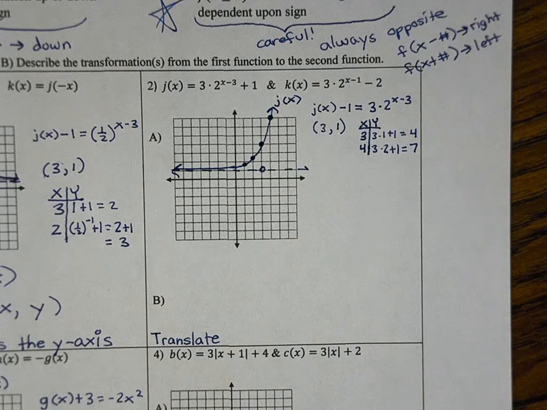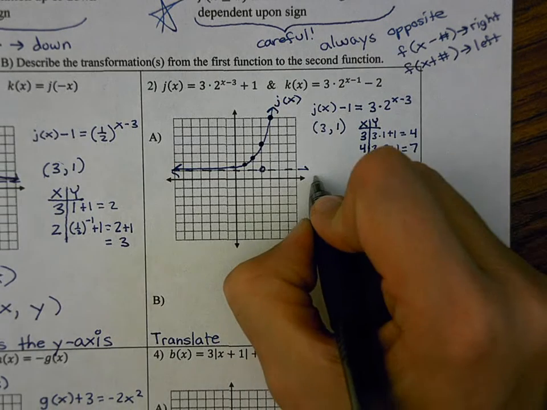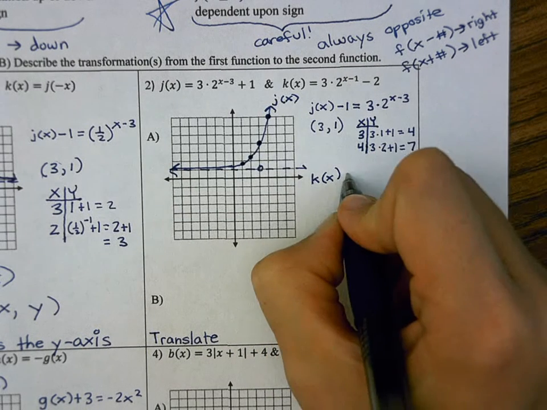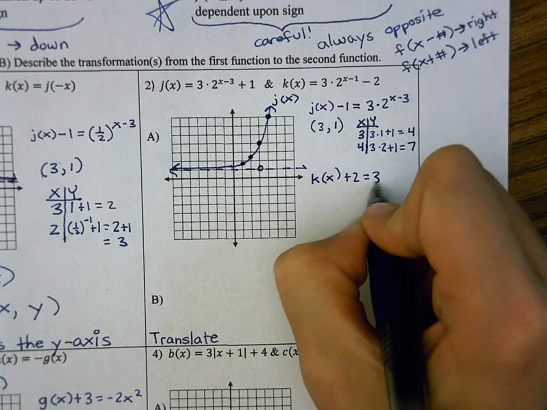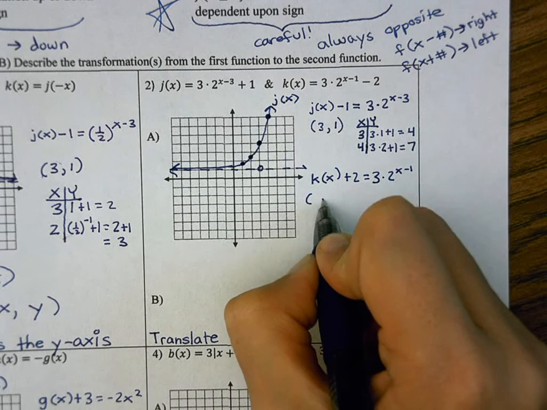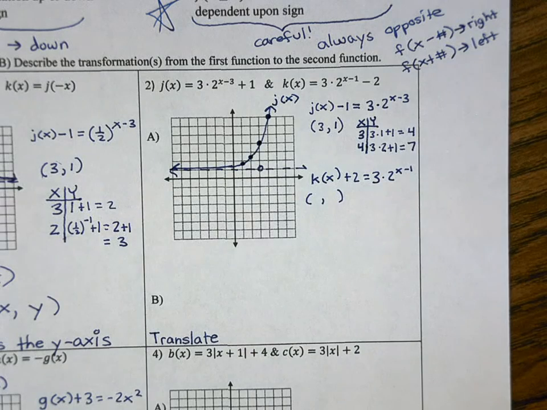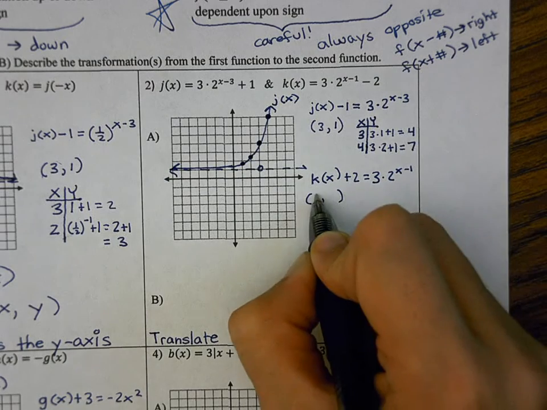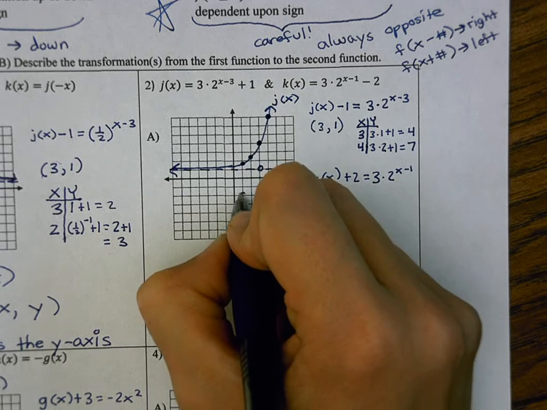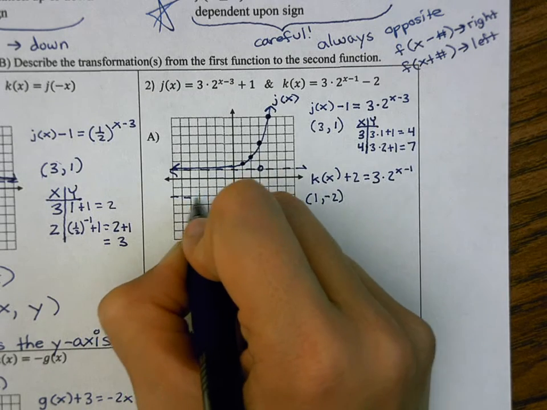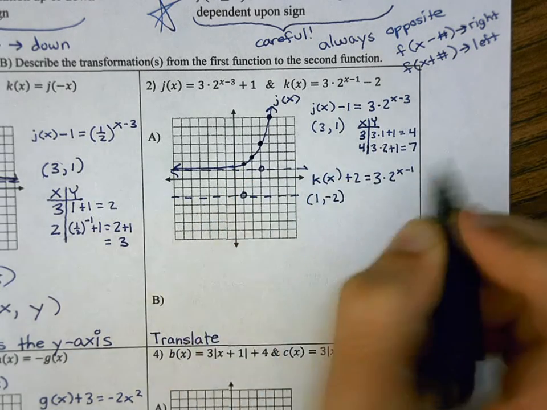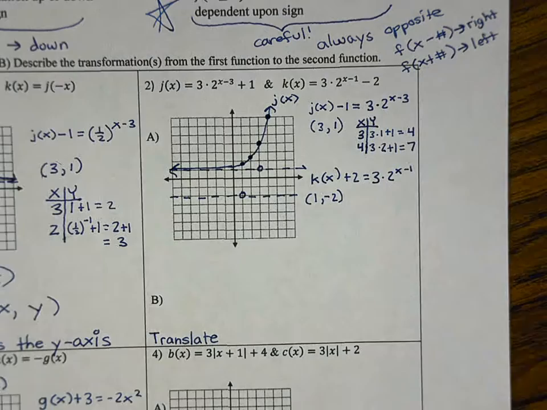Okay, and so then k of x is up next. Turning k of x into its descriptive form, we'd be adding 2 to the other side. So what's your starting point? 1 would cancel out the x, negative 2 for the y. And so that's my asymptote. Okay, and then 2 additional points.